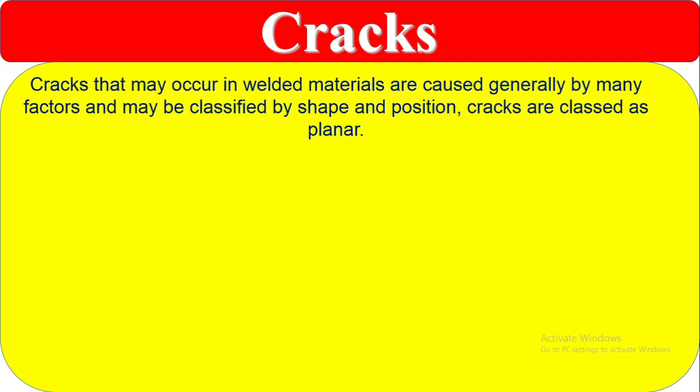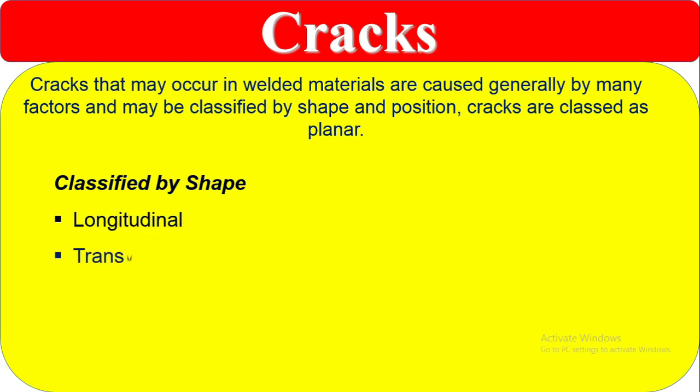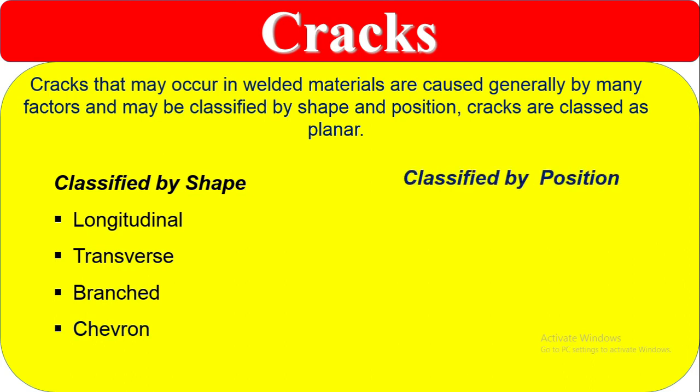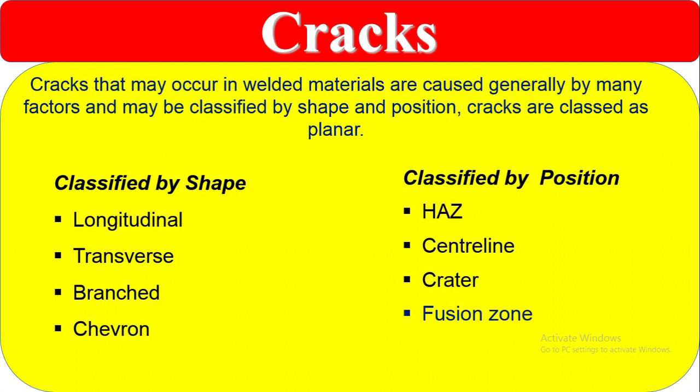Cracks are classified in two ways. First, by shape, how they look: longitudinal cracks, transverse cracks, branch cracks and chevron cracks. You can see these visually or in radiography images. Now you have to check the classification by position, in which area the crack will be: the heat affected zone, the weld center line, the crater, the fusion zone and the perimeter. These are the two things you have to understand: shape and position.